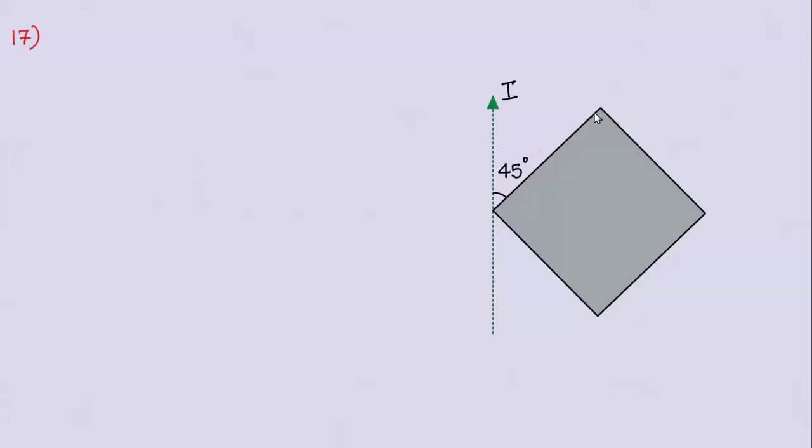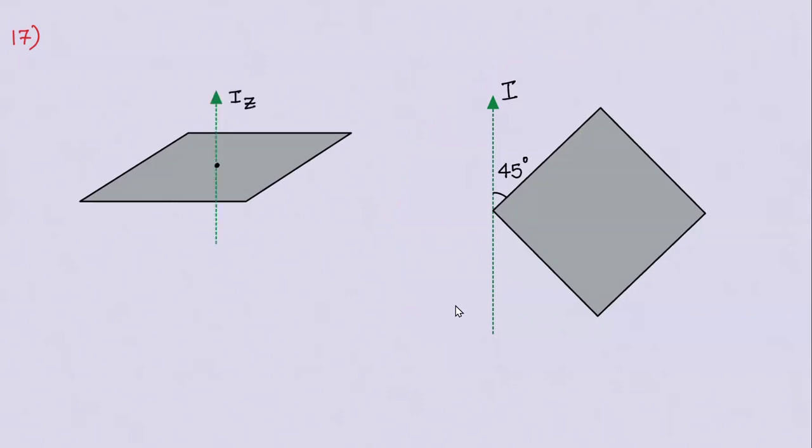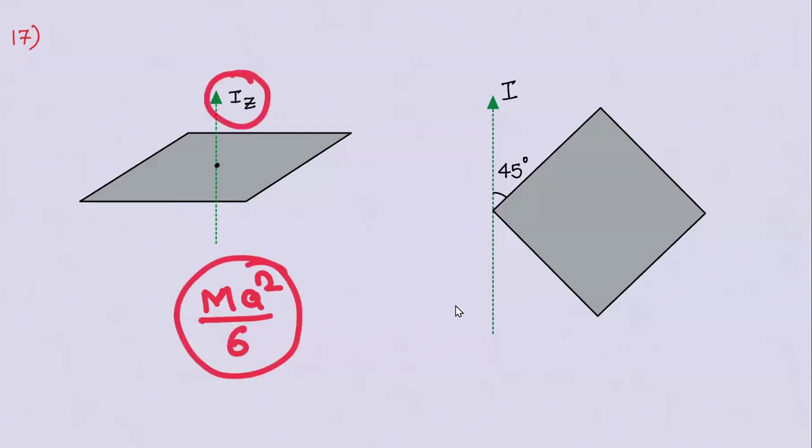In question number 17, the question is to find moment of inertia about an axis. It's not a tangent, it's an axis. But what do we know? We know the rectangle, but we can convert it into a square, no problem at all, right? Iz, Ix, Iy. What is Iz? M a square plus b square by 12. This is the moment of inertia of a rectangular plate, but it is a square plate. So a equal to b. So you can write m a square plus a square is 2a square by 12, which will be 6. So moment of inertia about Iz will be ma square by 6.